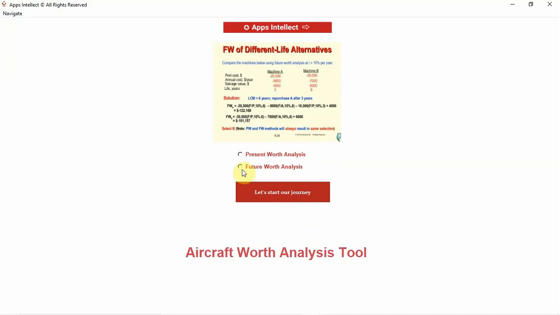The second application, the future worth method, is used particularly in an investment situation where we need to compute the equivalent worth of the project at the end of its investment period. For both applications, we'll take a scenario where an airline is investing in a new route and deciding which aircraft to choose for their route operations based on an aircraft's annual expenses.